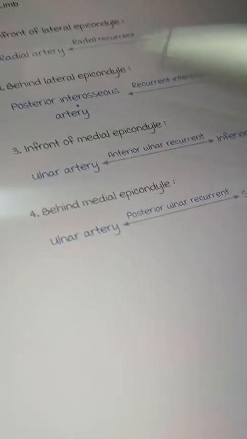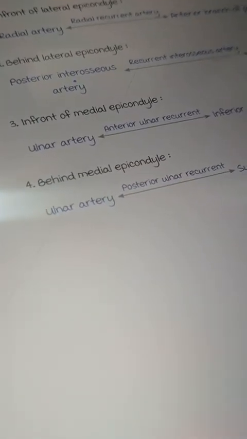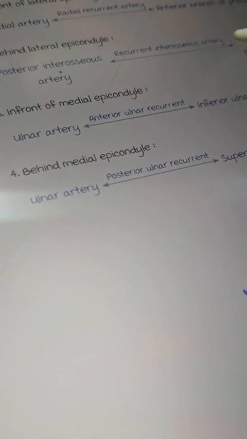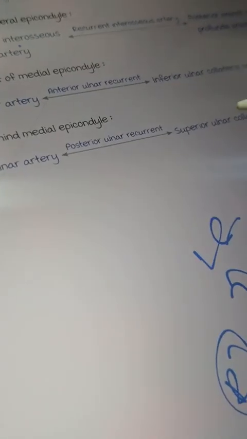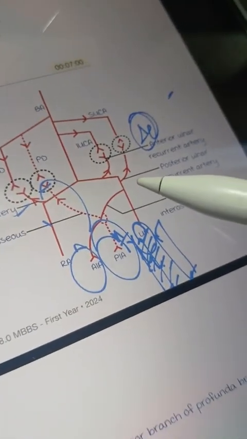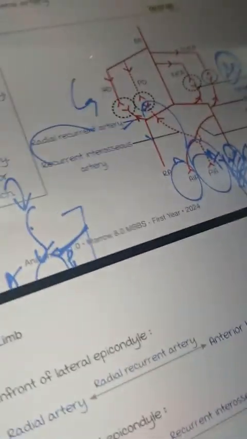Then behind the lateral epicondyle we have the posterior interosseous artery. This posterior interosseous artery will anastomose with the recurrent interosseous artery. The recurrent interosseous artery will anastomose the posterior interosseous artery with the inferior ulnar collateral artery. As you can see here, the inferior ulnar collateral artery, and that's basically the anterior ulnar recurrent artery.